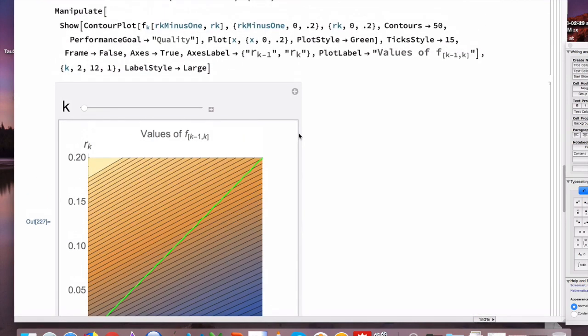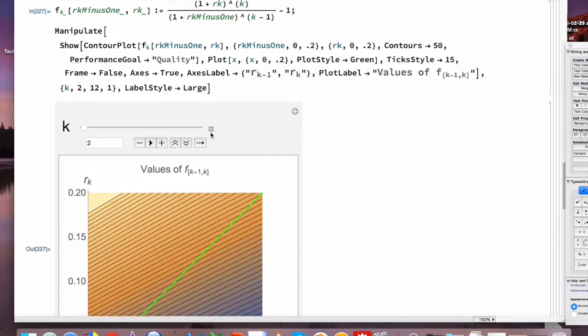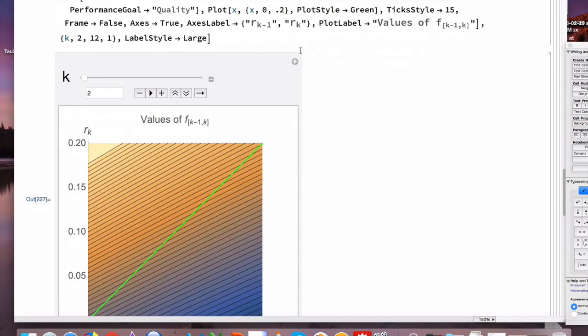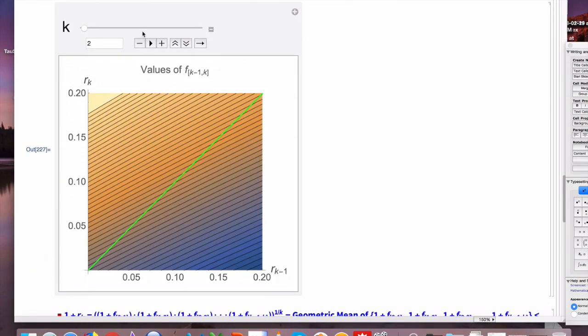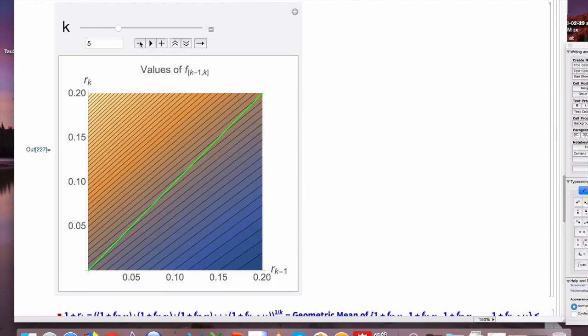What is this showing us? Okay, if you've had multivariable calculus, this should seem familiar, and if you haven't had it, well, I'm going to try to help you understand what it's showing us here. This is showing us the output of this function for different values of r sub k minus 1 and r sub k. If I hover the cursor over these different lines here, you see different numbers. Those are the values of those forward rates. When k equals 2, I can make k equal 3 or 4, 5, 6, etc.